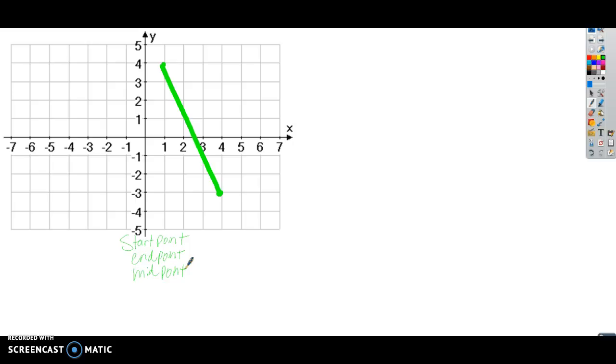Why does that always happen to me? My start point this time, I've got 1, 4. My end point is 4, -3.